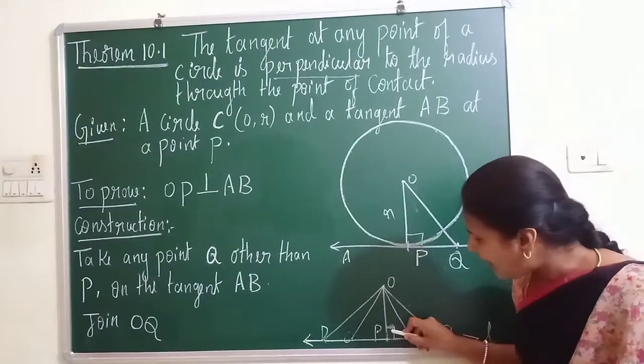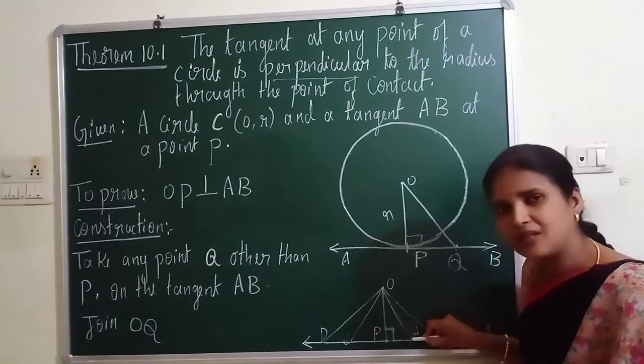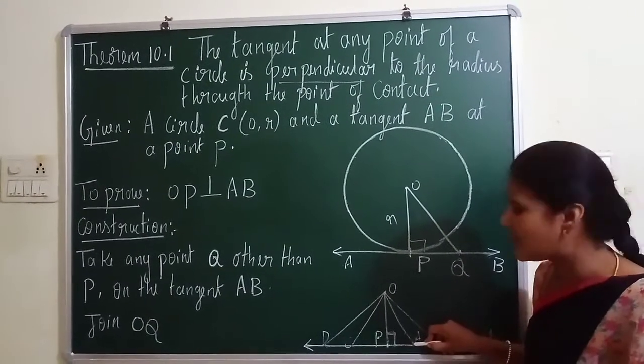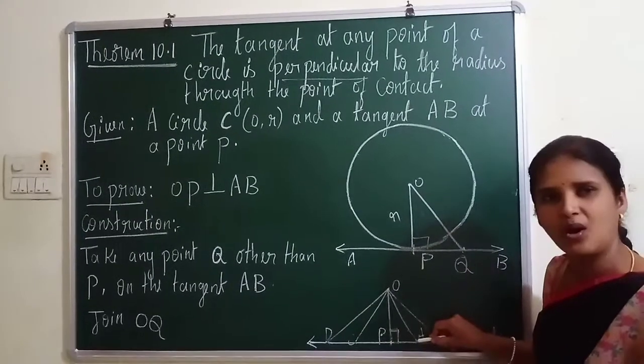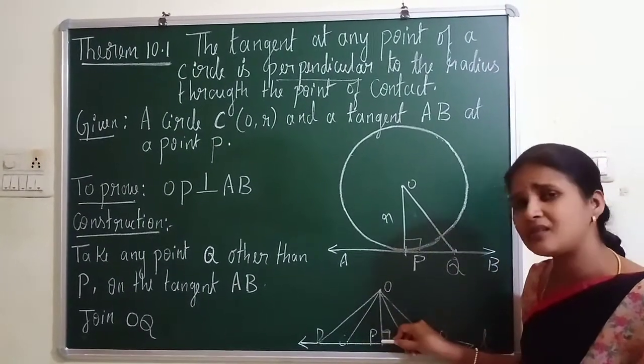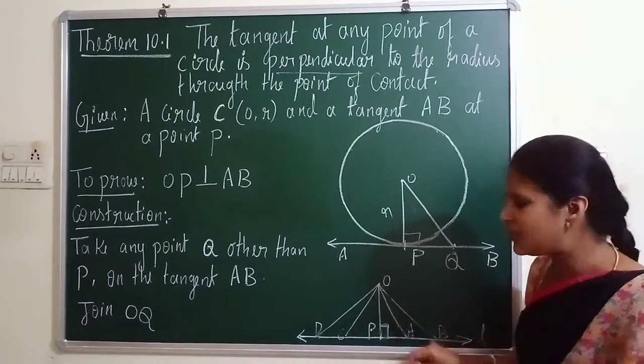As you know, the side opposite the right angle is the hypotenuse, and this is the longest side of a right-angled triangle. See, OA is the longest. So in this triangle, if OA is longest, which is shortest? Exactly, OP will be the shortest.